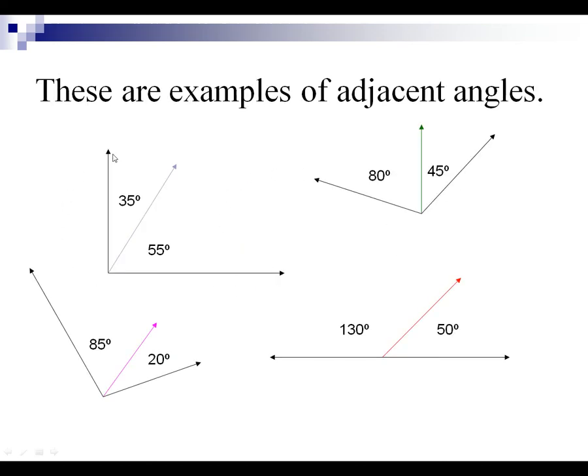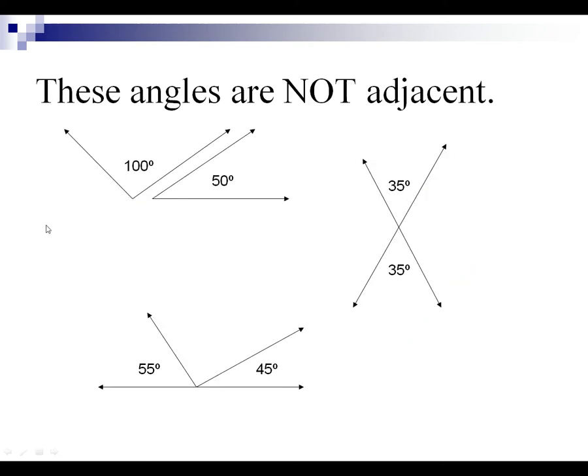All right, so these are examples of adjacent angles. They all share a side. These are not adjacent. Those two are next to each other, but they don't share a side. This angle and this angle have one in between them, so they don't share a side. They share a vertex, but that's not good enough. Same thing over here. This angle and this angle share a vertex, but they don't share the same sides. So these are not adjacent.